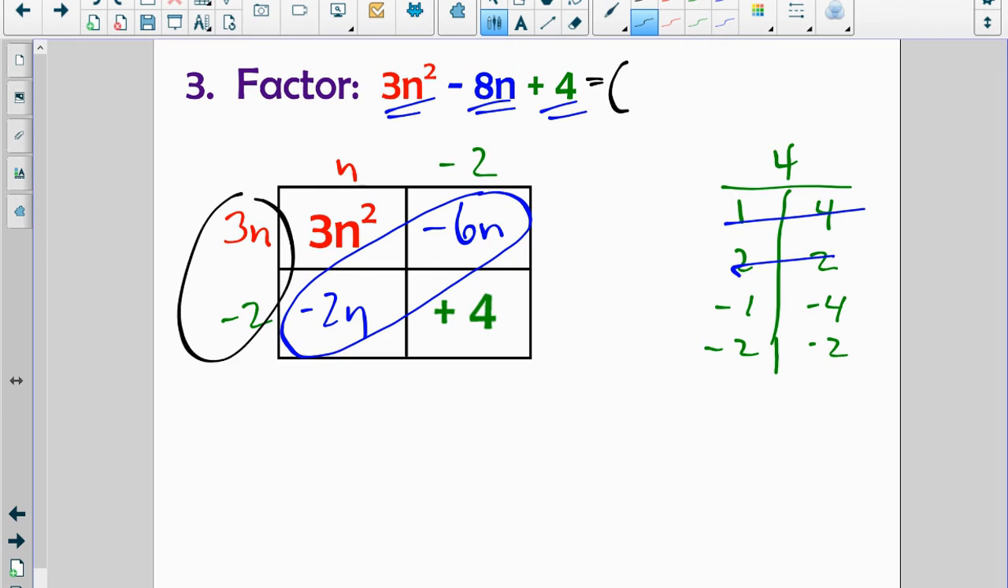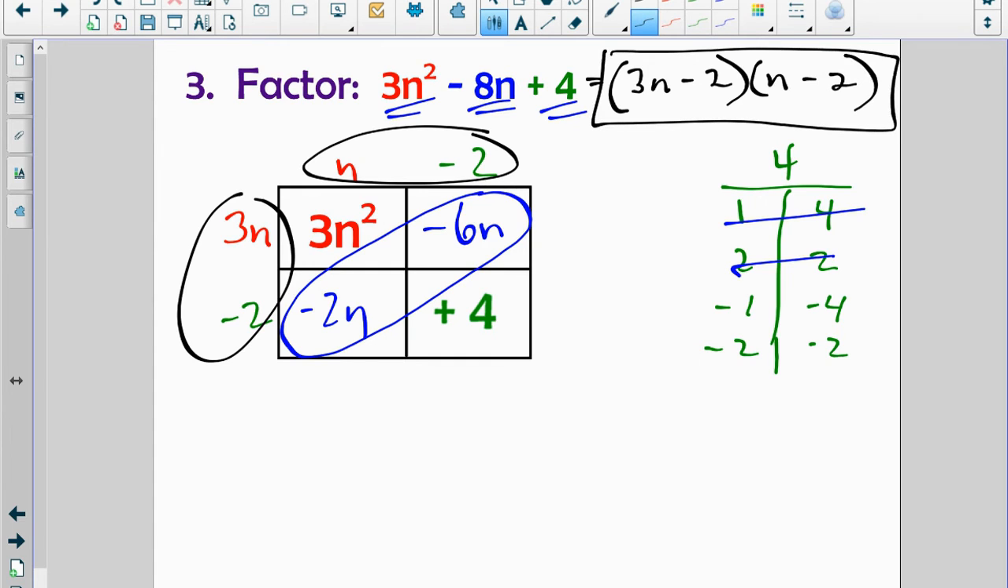So down the side, I have one of my binomials. It's 3n minus 2. And across the top, I have the other one. It's n minus 2. There is my factored form for number 3.